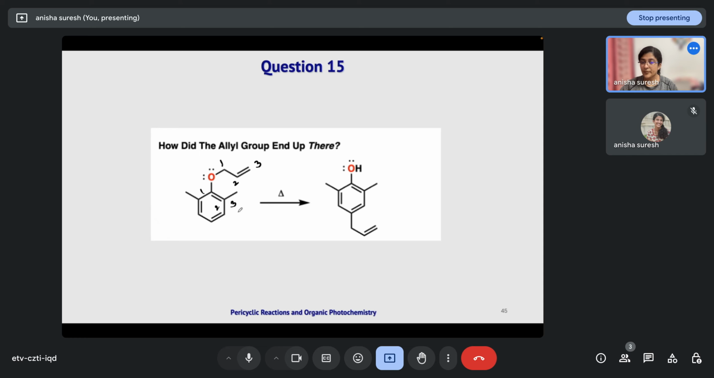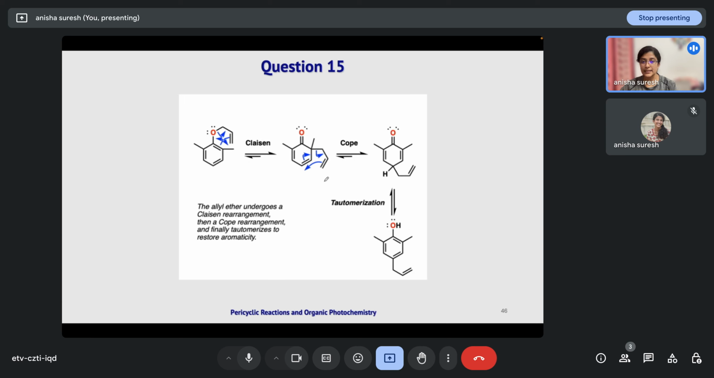3, 2, 1. Since this position is hindered by these methyl groups, no proton elimination is possible to regain the aromaticity. That is why a Cope rearrangement takes place again, apart from this Claisen rearrangement, which will result in the formation of this product. So we will see the mechanism. First, a Claisen rearrangement takes place between this 3, 2, 1, 3, 2, 1, and it will result in the formation of this product.